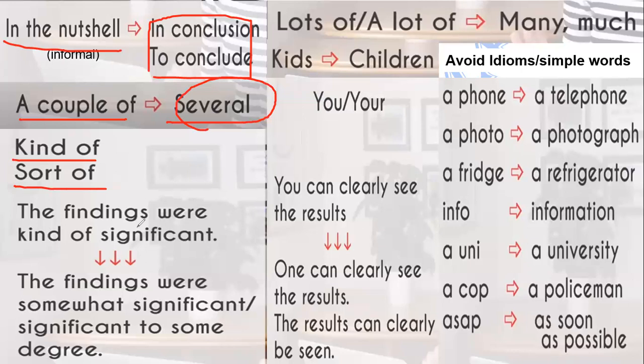The findings were kind of significant. The findings were somewhat significant, to some degree. Don't write "to some degree", write "somewhat significant". "Somewhat", "some degree", it's not a formal sense of writing. You need to read "kind of" or "sort of".